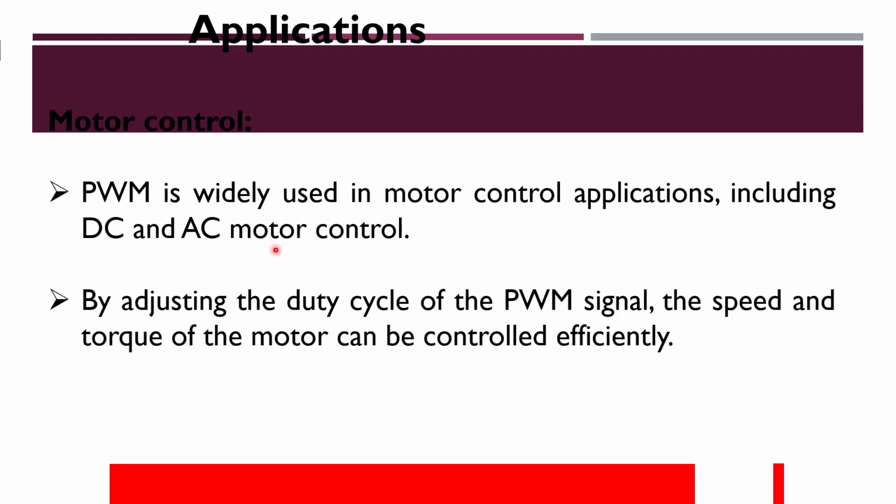By adjusting the duty cycle of the PWM. Duty cycle means T1 by T into 100, right? That is the duty cycle percentage. So by adjusting the duty cycle percentage, the speed and torque of the motor can be controlled efficiently in this PWM. Okay.